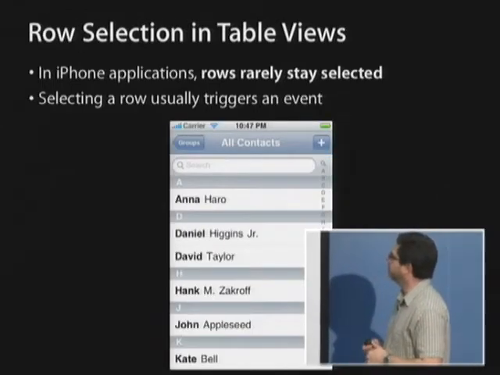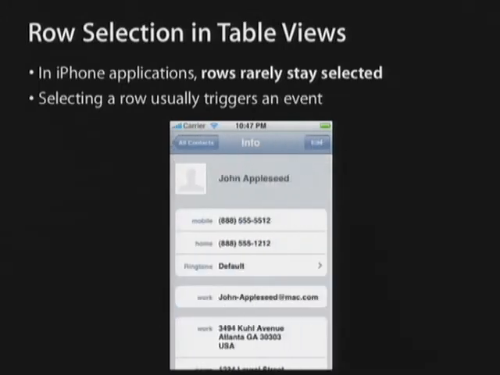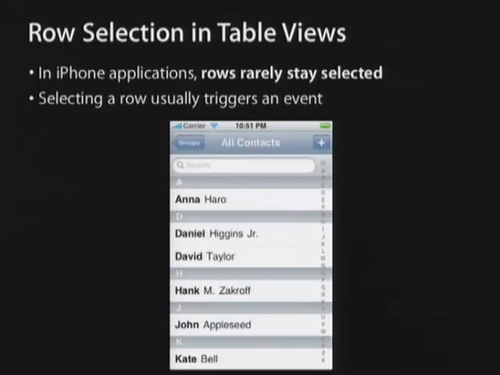So here's a little video. We've clicked on all contacts there. We've clicked on something that's caused the action of pushing in a new view controller. And then I think the video for some reason didn't show it, but the table view controller automatically manages fading that selection out when you hit the back button.